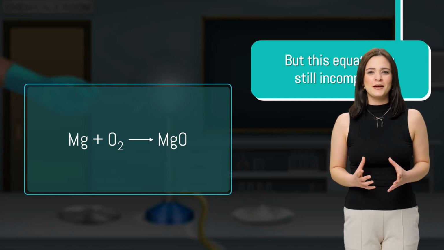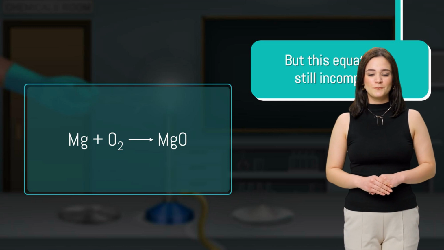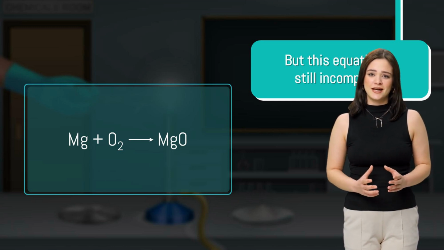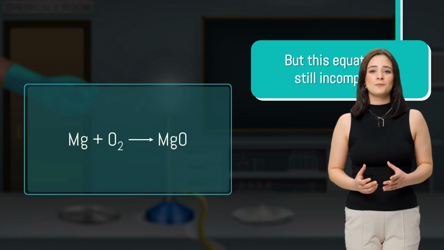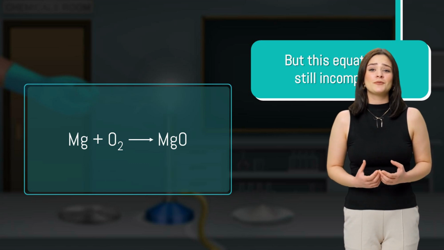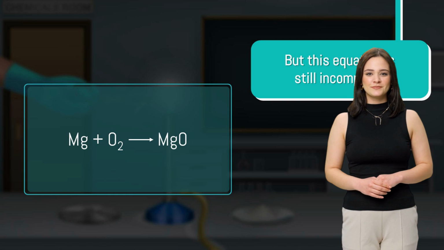The equation Mg plus O2 yields MgO is incomplete as it lacks symbols like S, L, G, and AQ and the stoichiometric balance. Now, let us study about symbols and balancing of chemical equations on the upcoming slide.